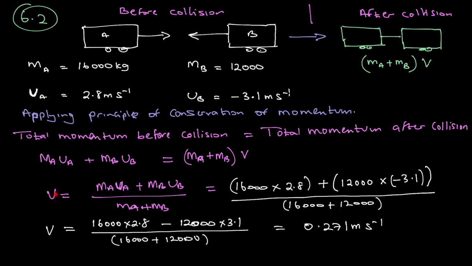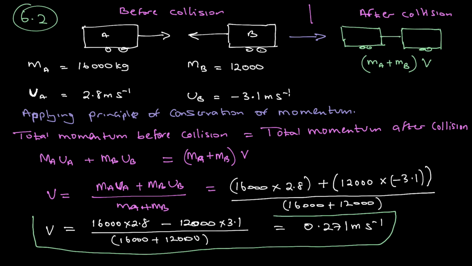So I'm making v the subject. I get v equals (mA uA plus mB uB) over (mA plus mB), and this is what I'll get here. uB is minus 3.1 meters per second, so that's minus, and that made this bit minus. And therefore, v equals 0.271 meters per second, and that is roughly 0.3 meters per second. Just about 0.3 meters per second.